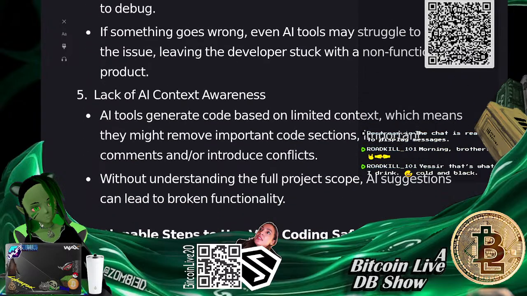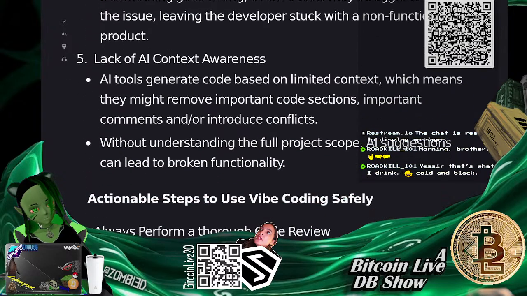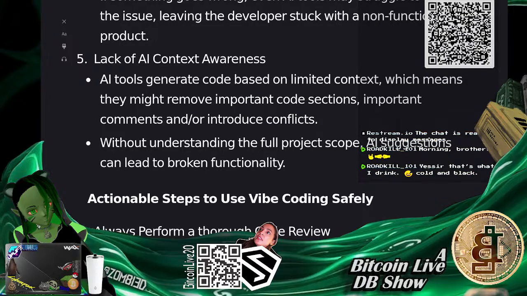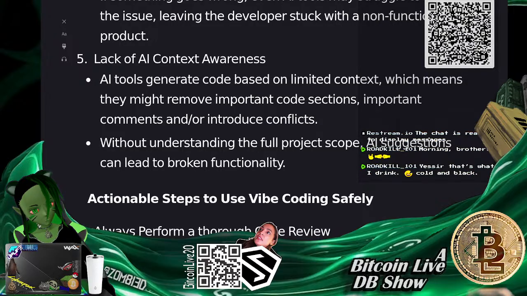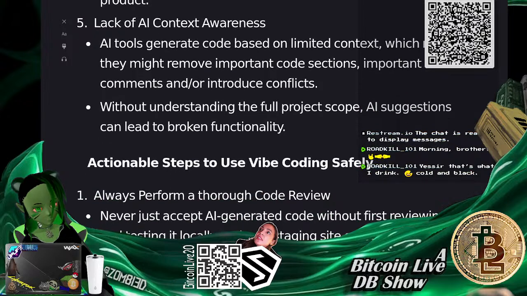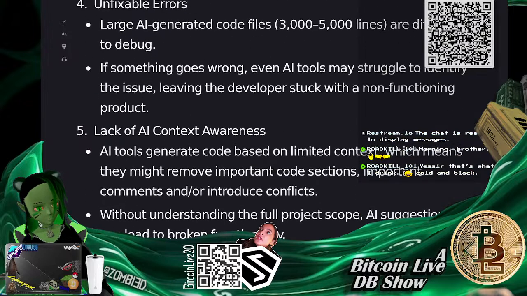All right. Lack of AI context awareness. AI tools generate code based on limited context, which means they might remove important code sections. And that's going to be super common. Okay, so everything below that, I'm not even going to recommend or even play with the fact that it's there.